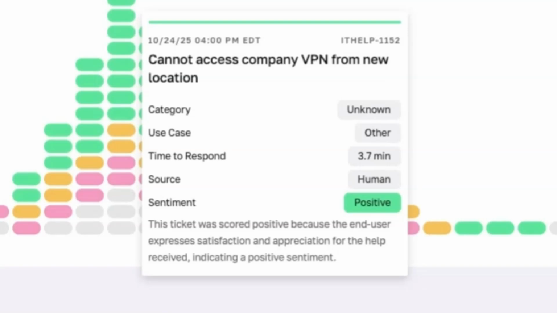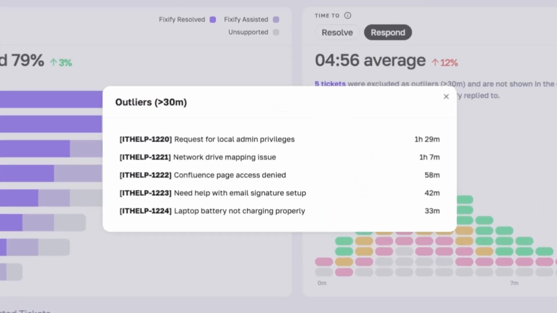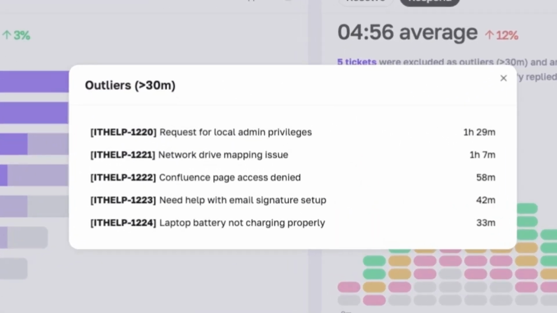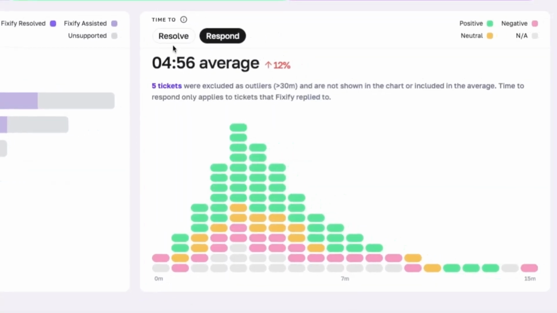Oftentimes, when you build a visualization, you have to remove outliers to get the visualization to render, but we don't want to hide those outliers. So they're always available right here. You can come in here and see the 5 outliers that were involved in this time period. And then for any one of these, you can go and click into them and see the ticket itself. The same is going to be true for time to resolve.